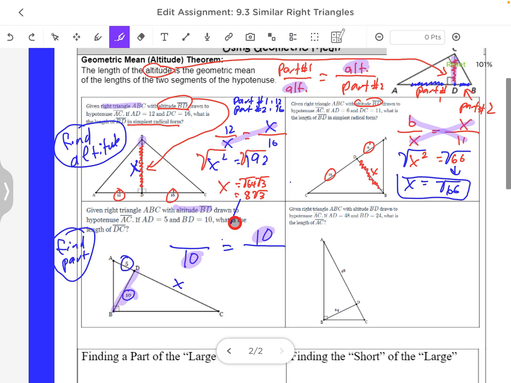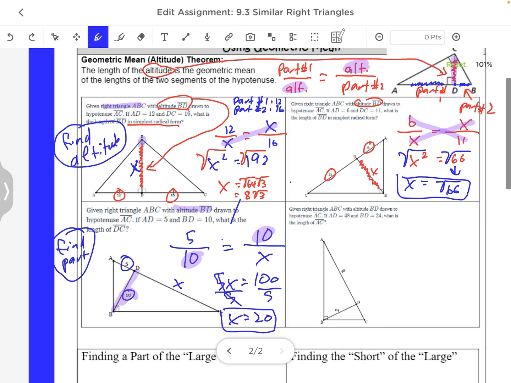Okay, so now what did we say? We said the first part goes up there, so the first part is 5. And then the second part goes there, which is what we're trying to find. So that's the x. Once we set it up, now we're good. 5 times x gives us 5x equals 10 times 10, which gives us 100. Now we're just going to divide by 5, so x equals 20.